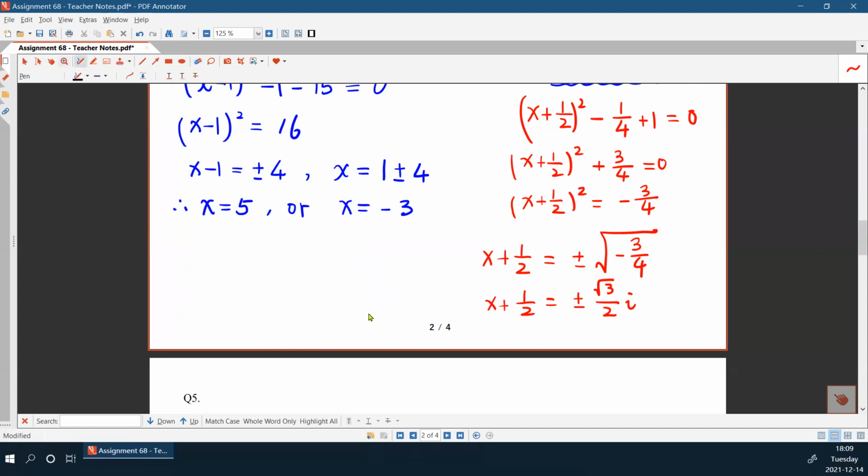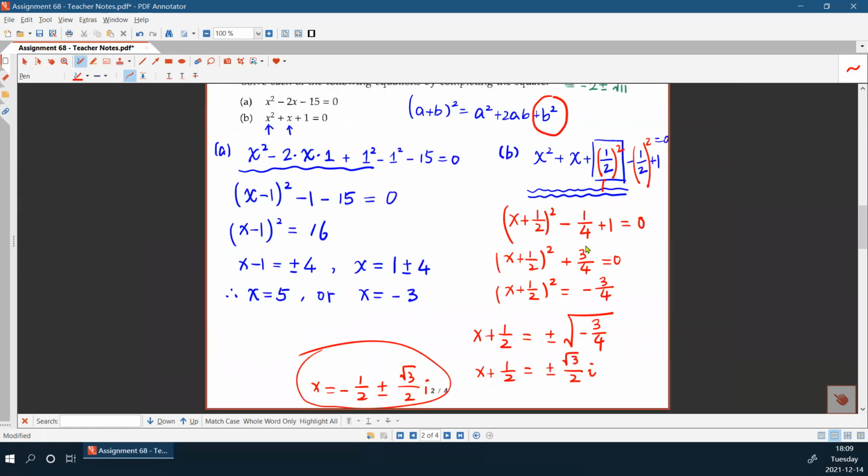Okay, so that means x is -1/2 positive or negative square root of 3/2 i. Okay, so this is our final solution. Right, so please have a look at this and try to correct it by yourself and let me know if you finish, all right?